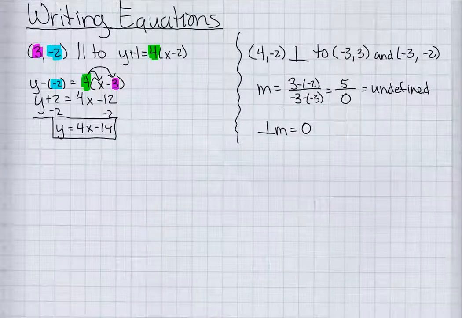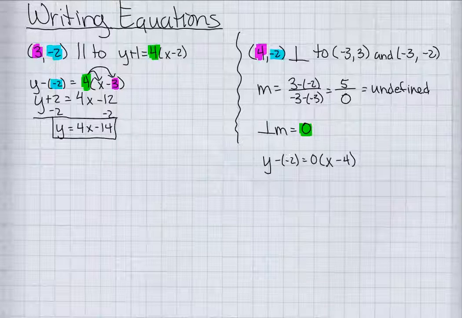Okay, so now we just plug these points in. We now have our slope. It's going to be 0. That is okay. We have our y value, and we have our x value. So plug it in. Y minus -2 is equal to 0, x minus 4.